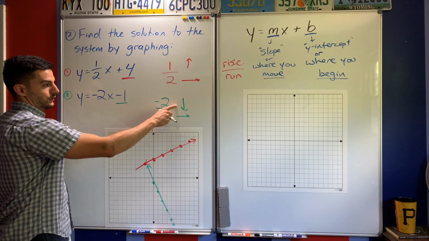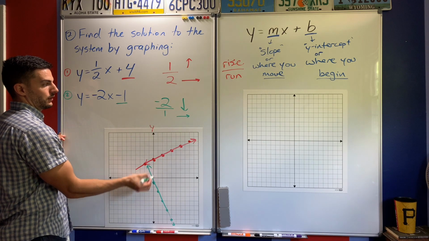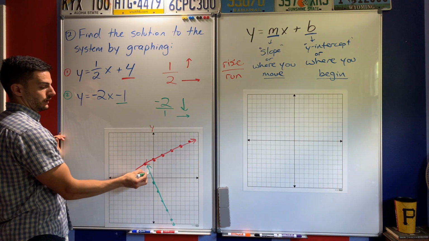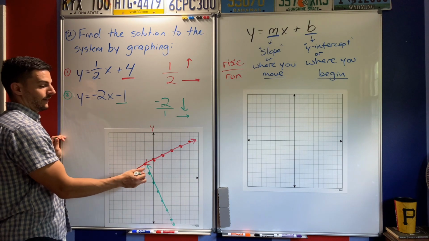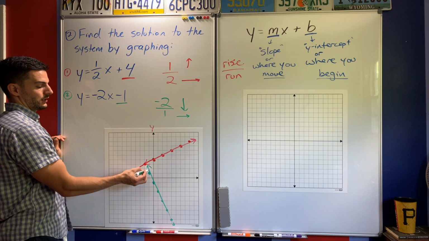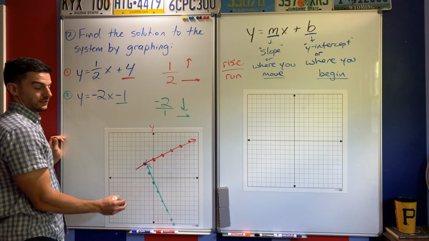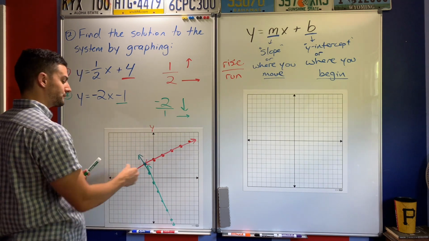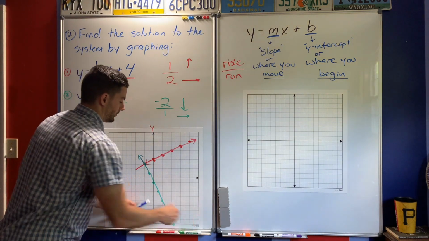So let's keep doing that for this one too. This one moved down 2, right 1. So if I reverse that, up 2, left 1. My line's a little off there, but there's the next point. It still doesn't quite intersect with the red one, so I do it again. Up 2, left 1. There we go, right there. That's what it's all about. Where do these lines intersect each other? And so you see, there it is. There's where they cross each other, that point right there.